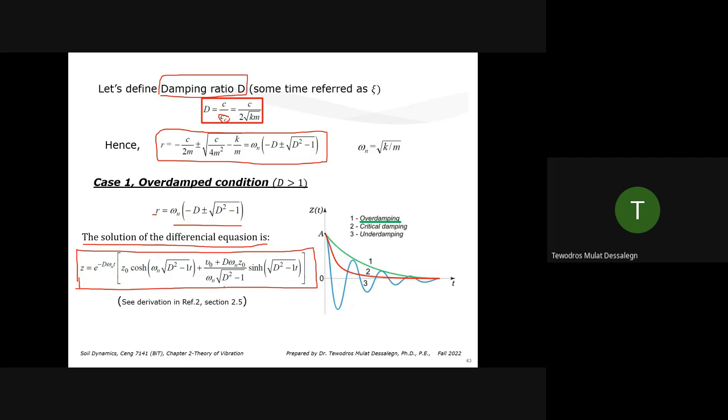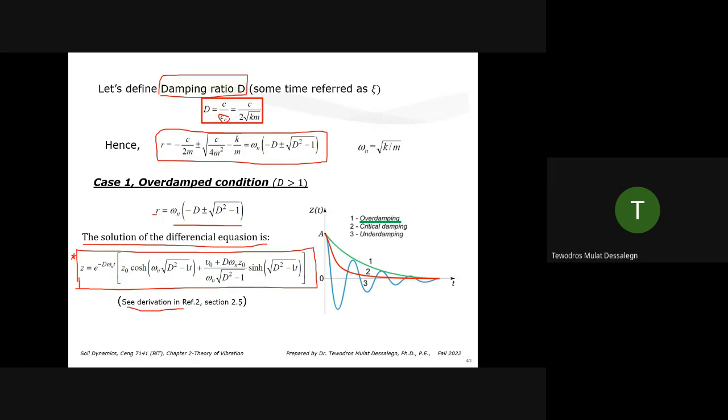V naught and Z naught are the initial conditions. So you can arrive at this equation. Or in general, if you plot it, this is the pattern you'd find. Number one, overdamped case. If you're interested more in the derivation of this equation, please feel free to look at your references. I put the link here. See derivation in reference, section 2.5.